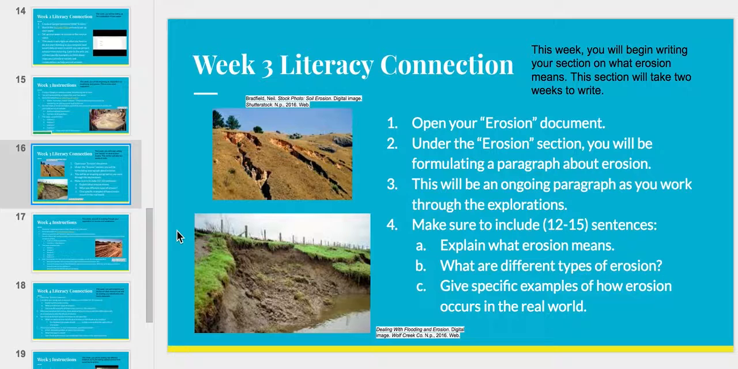With this paragraph, I want you to answer a couple different questions. Explain in your own words what erosion means, what the different types of erosion are, and you can use examples that you explored this week. And lastly, give specific examples of how erosion occurs in the real world. Thinking about those different erosion types, and specifically some of the ones that you worked on this week and will be working on next week, I want you to give some examples. You can even give an example that you've seen, and you can put pictures in if you'd like.